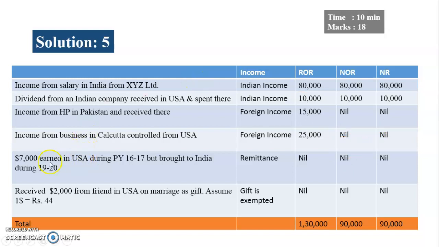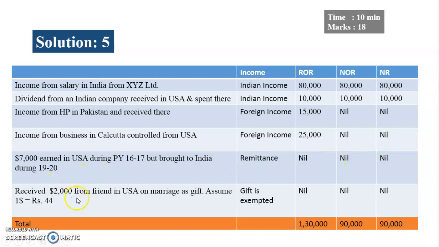The third one is $7,000 earned in USA during the previous year 2016-17, but brought to India during 2019-20. So this is the case of remittance. And remittance, because earlier when the actual receipt happened it would have been charged at that time, so remittance is never chargeable to tax in our Act, so it will not be chargeable in any of these.